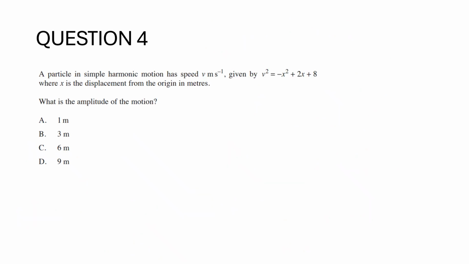Question 4. A particle in simple harmonic motion has speed v meters per second given by this, where x is the displacement from the origin in meters. What is the amplitude of the motion? So I'm going to take my v squared equals minus x squared plus 2x plus 8. I'm going to get rid of that negative.